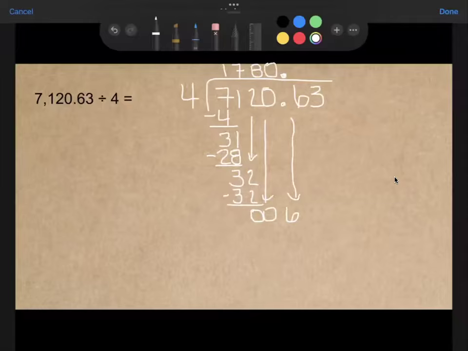4 fits into 6 one time. So I'm going to put a 1 up here. That's going to give me 4. And I subtract that, I get 2 left over. Then I'm going to bring down the 3. And 4 would fit into 23 5 times. So that's going to give me 20 with 3 left over. Now here's a situation where I have no more numbers to bring down, but I still have a remainder. So I have to keep going until I run out of either a remainder or numbers to bring down.